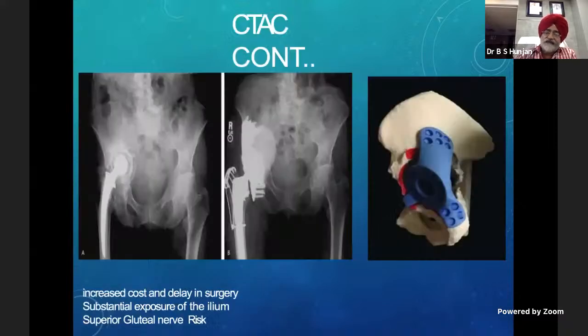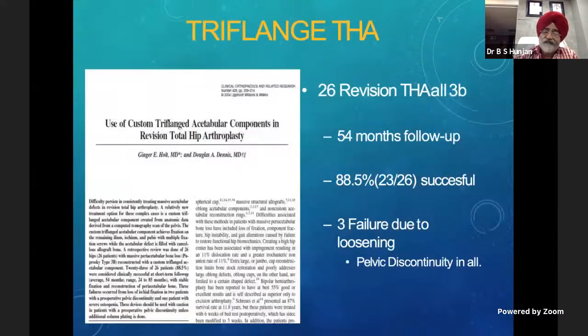But here we see increased cost and delay in the surgery, because until the component comes you have to wait, and the cost is very high. So normally this is not used frequently. Now, triflange THA has been done by Ginger et al. They reported a 54-month follow-up, and it is quite a successful surgery. An 88.5% success rate has been achieved, and there were only 3 failures because of loosening.